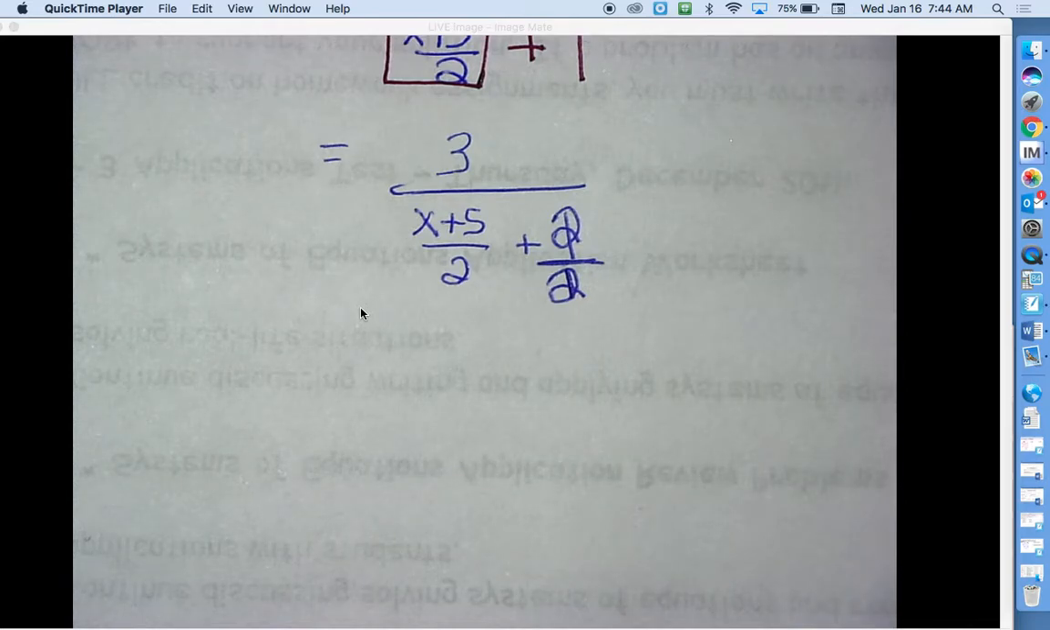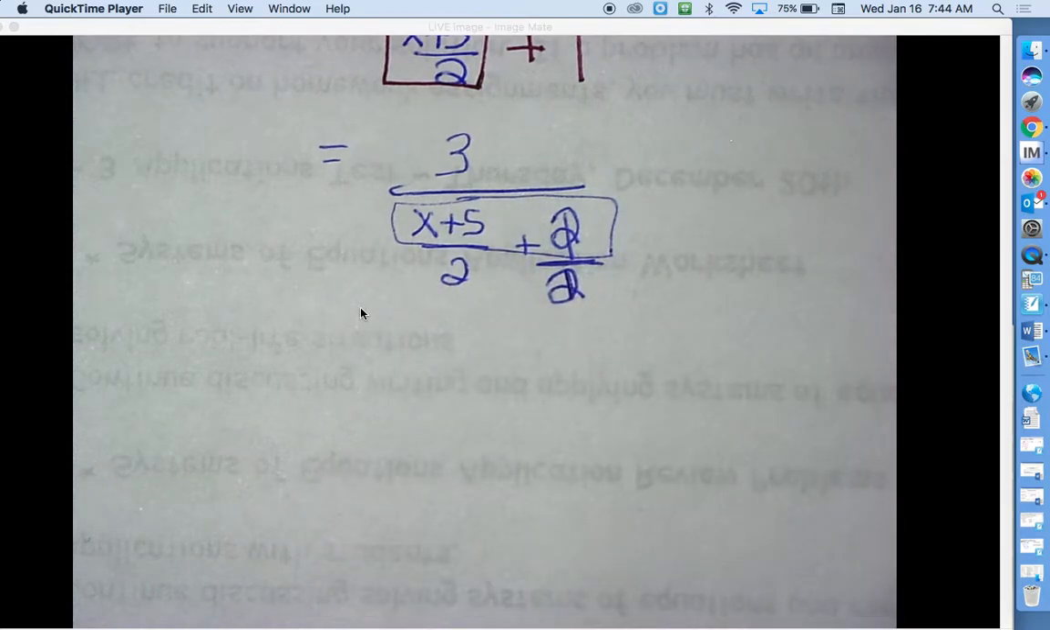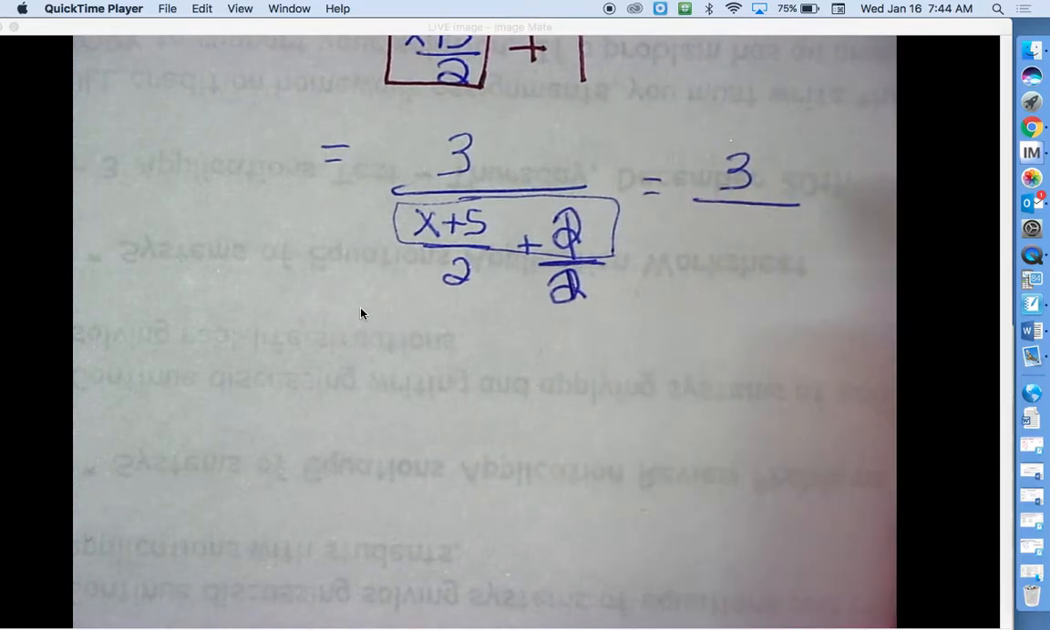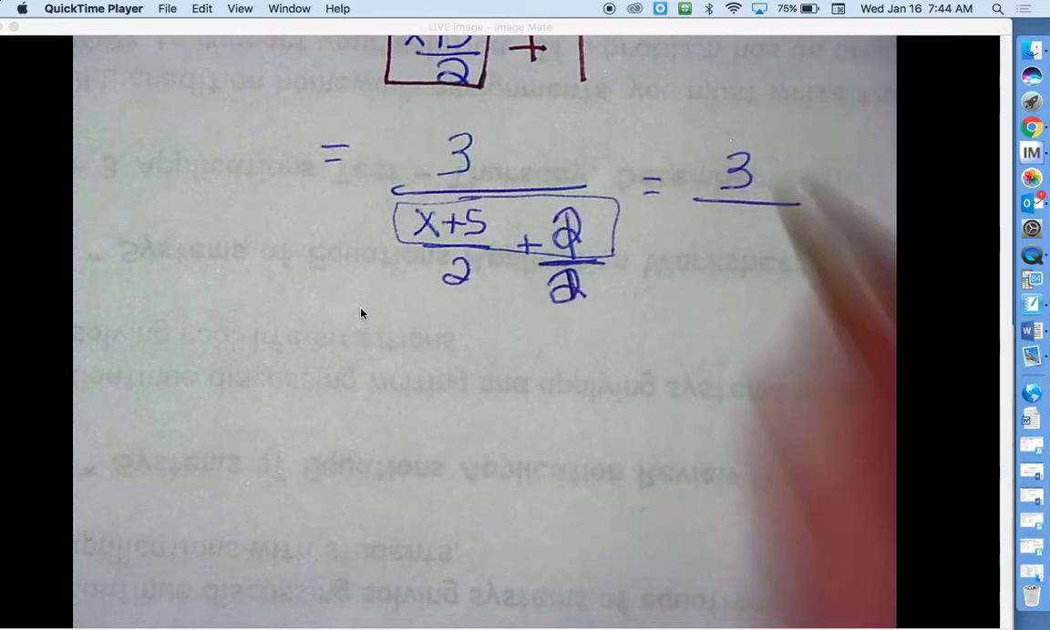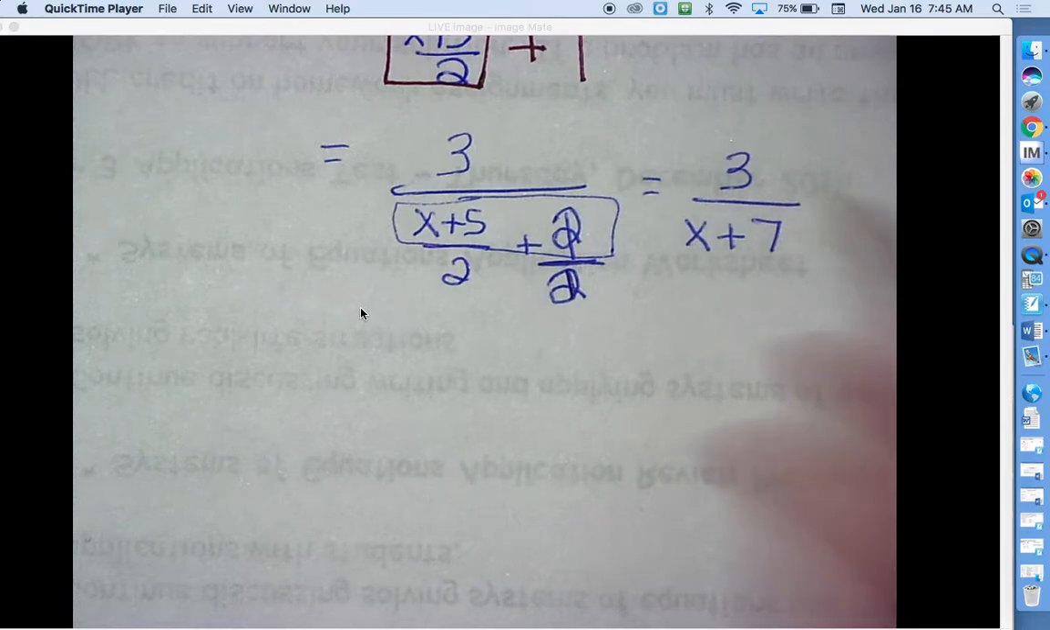Melanie? You just have the numerator. Right. So a common denominator works with fractions. The bottom stays the same because that's the common part, and you add the numerators together. So like this 3 is just kind of hanging out on the top. But now we have x plus 5 plus 2, adding the pieces that are like terms, that makes x plus 7, and then it's still over 2. Questions?